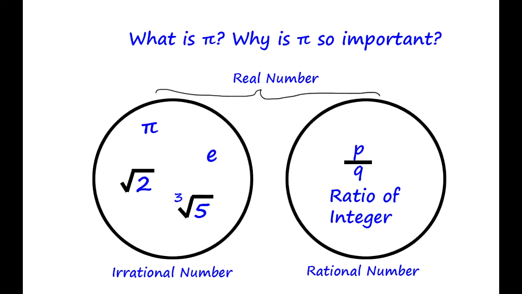The real numbers are made of two different kinds of numbers called rational numbers and irrational numbers. A rational number is the ratio of integers: p and q are integers, and the ratio of integers is a rational number. Irrational numbers are like the square root, the cube root of 5, e, and pi. Those are all irrational numbers.